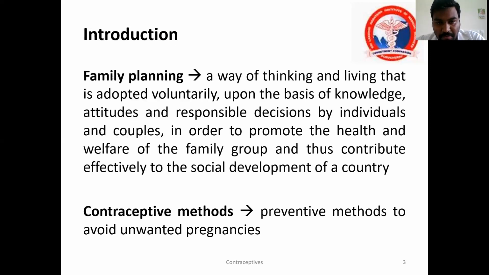Okay, coming into the proper topic of discussion, family planning. It is an individual idea that is voluntarily adopted based on his knowledge, for the welfare of his family and also the social development of the country. So it is a method that is voluntarily adopted. Contraceptive methods means a preventive method to avoid unwanted pregnancy. These preventive methods are called contraceptive methods.